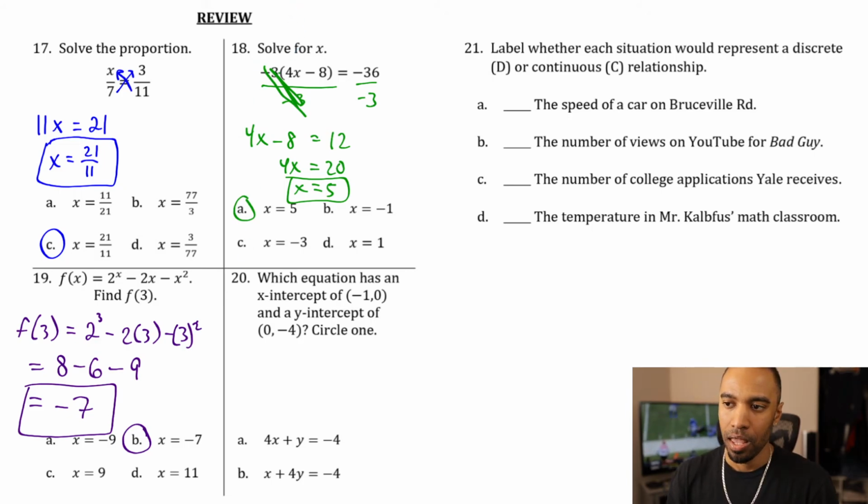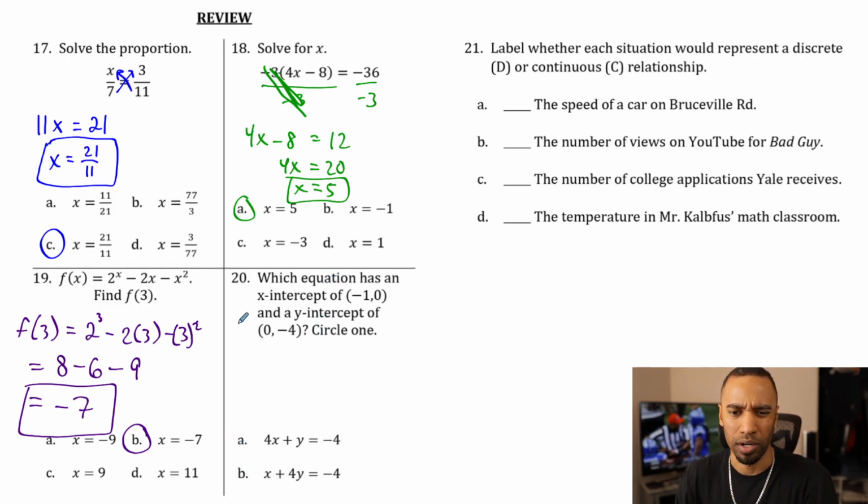That is B. And the last one here, number 20, which equation has an x-intercept of negative 1, 0 and a y-intercept of 0, negative 4, circle 1. I have 2 different ways I can do this. One of them is kind of try both options and see which one works.